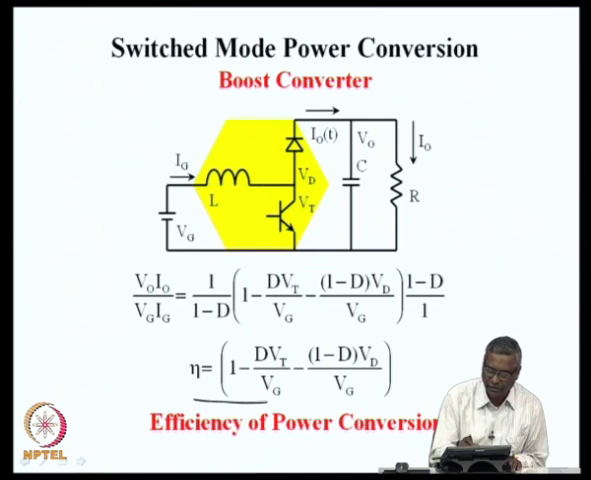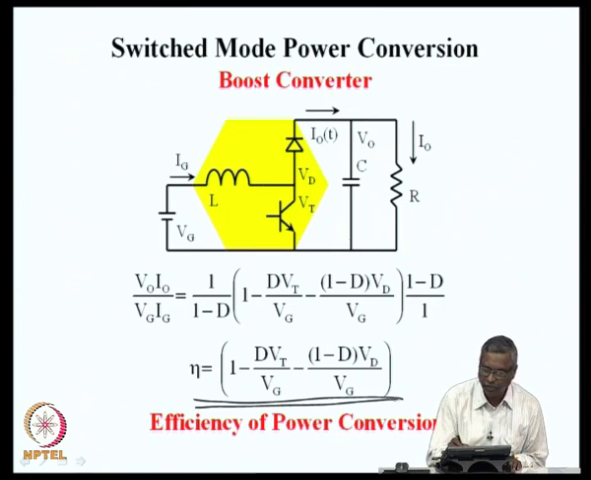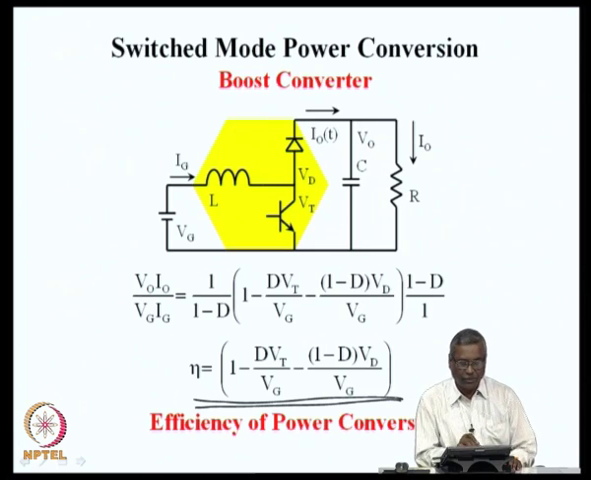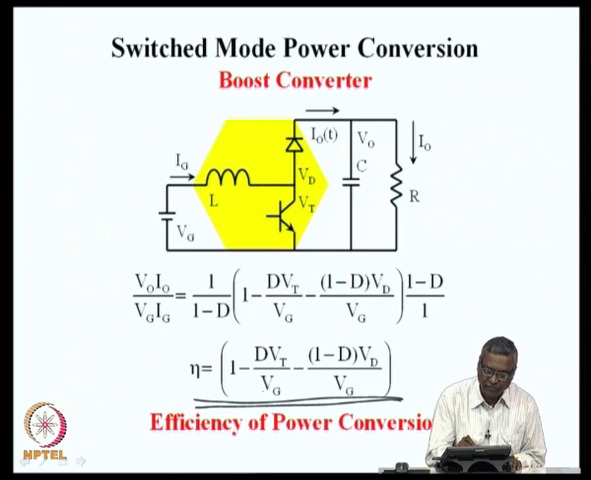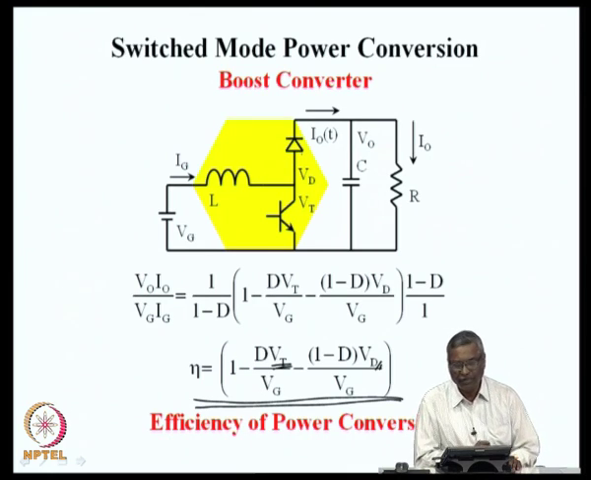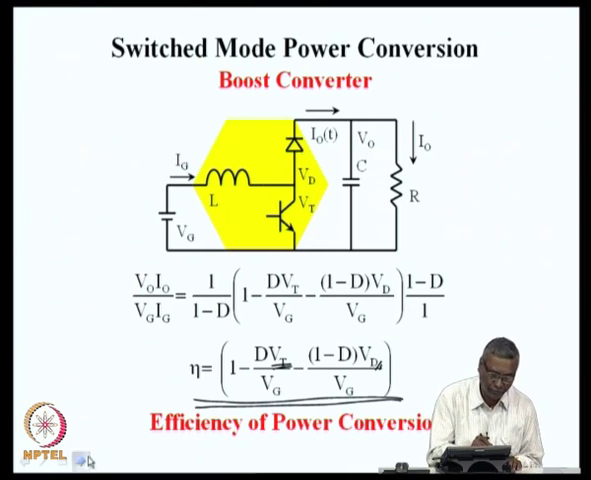So, what we see here is the efficiency of power conversion. The efficiency of power conversion has two reasons for being less than 1. One is because of the switch drop, the active switch drop Vt by Vg, and the other is because of the passive switch drop Vd by V naught. Okay.